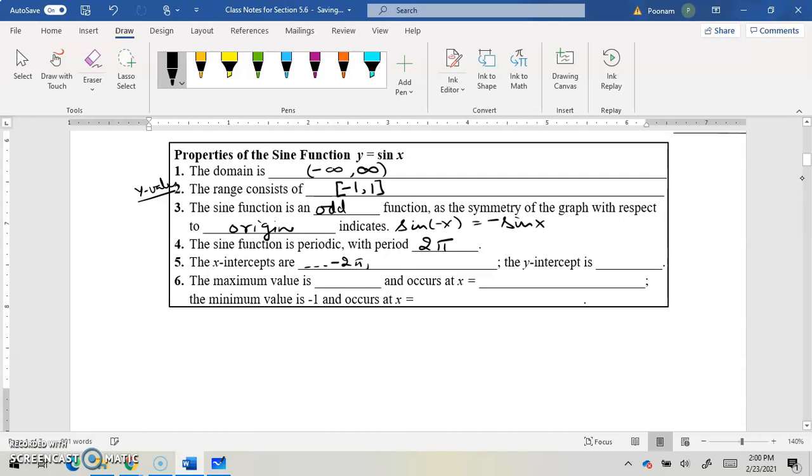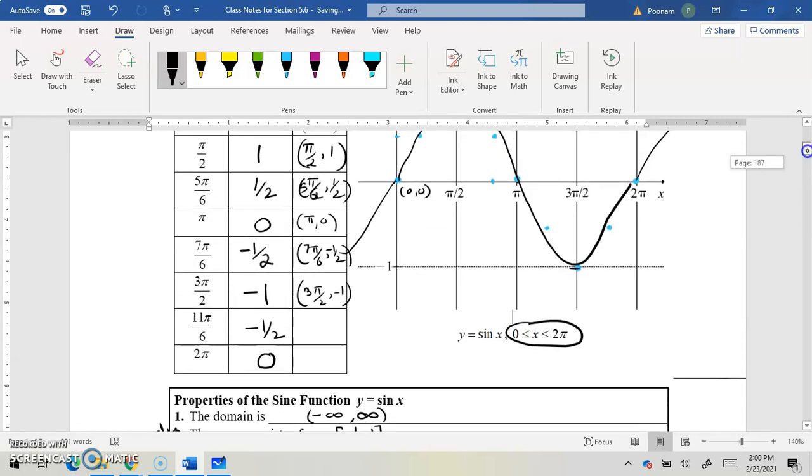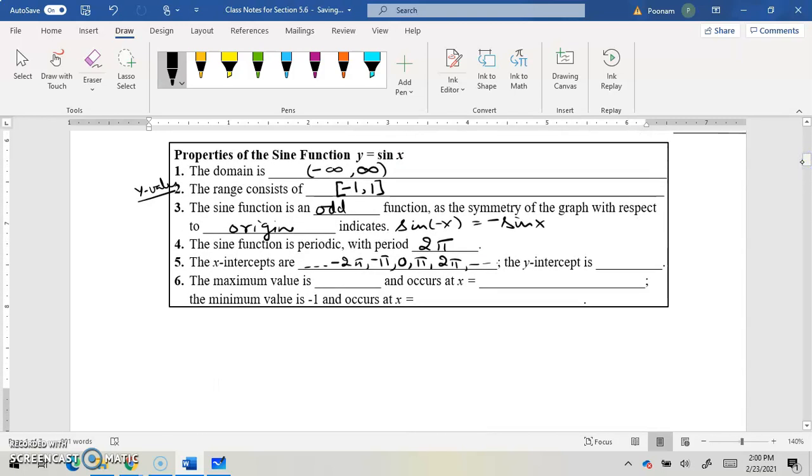Negative 2 pi, negative pi, keep on going to the left like that, 0, pi, 2 pi, and so on. Y-intercept, where the graph meets the y-axis. The graph meets the y-axis at only one point, which is the origin, right? So x equal to 0. The y-intercept is at the point (0, 0).